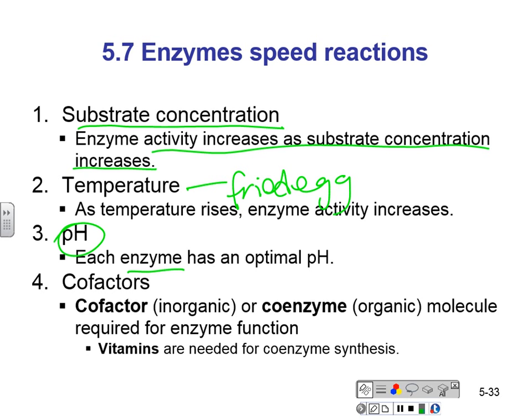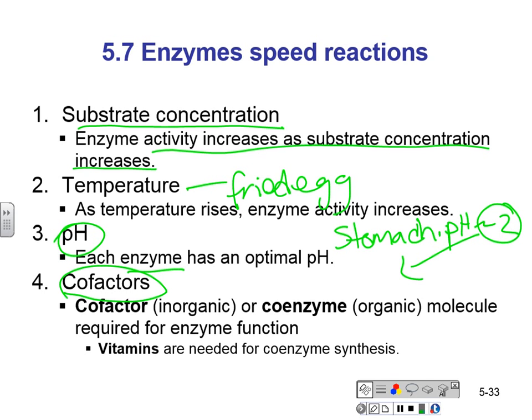pH can also affect enzymes. The reason I mention this, stomach pH is about 2. So the enzymes in the stomach like the environment of a pH 2. If you took enzymes from the stomach and you put them out someplace else in the body, the enzymes are not going to work as well. They're designed to work in a pH 2 environment or a very acidic environment.